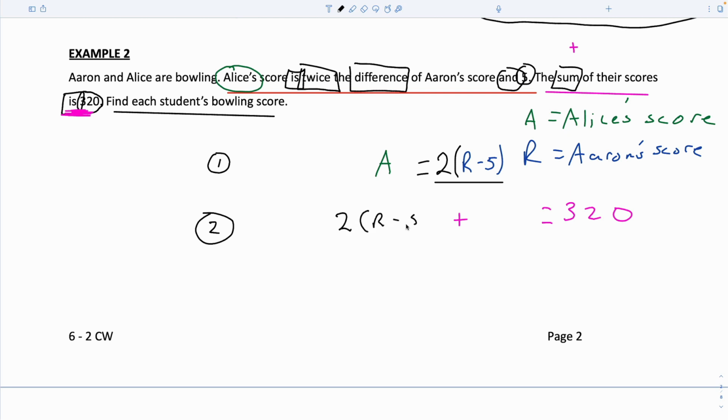Yeah, so let's plug that in. And then if you add Alice's score with Aaron's score, you would get 320. Why wouldn't I just make an equation that was Alice plus Aaron equaling 320? Why can't I just do that?